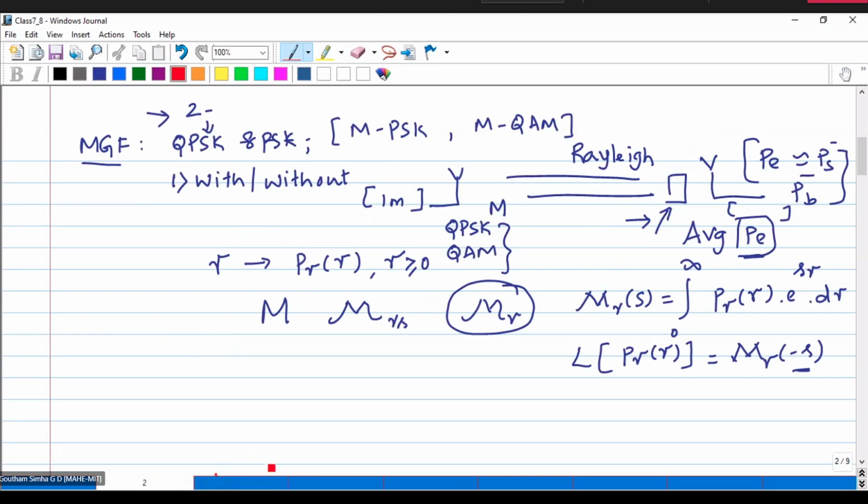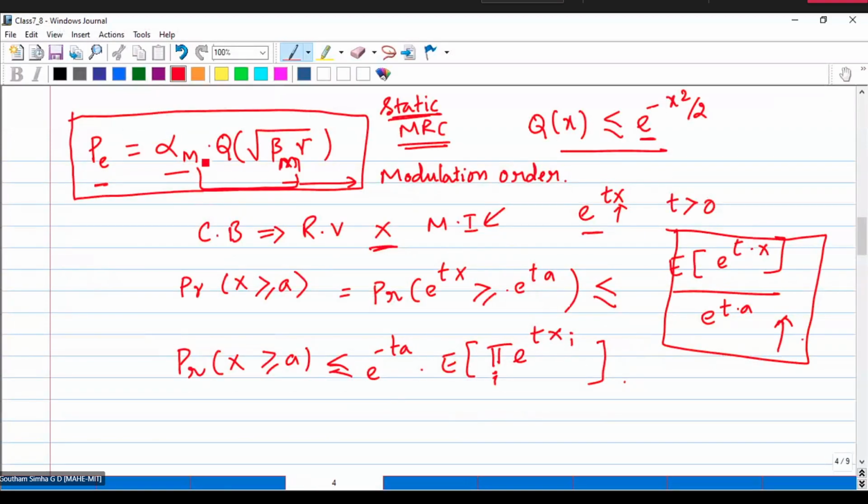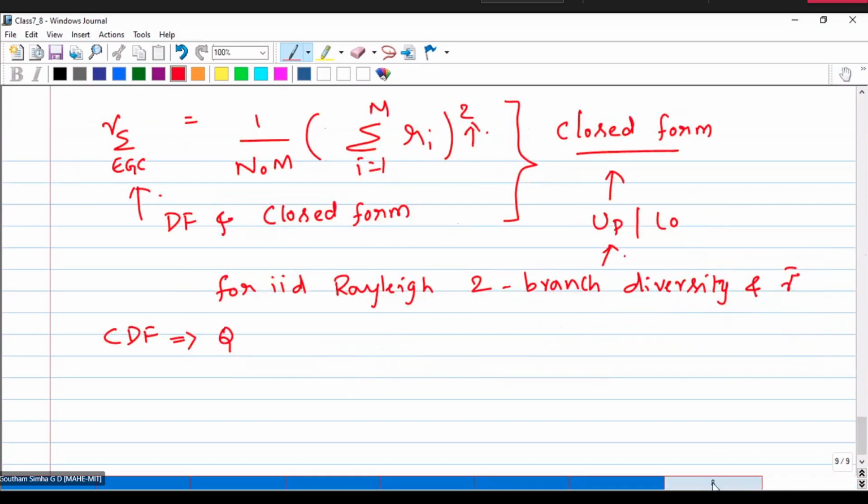What did I tell you here? If you are writing it in terms of something alpha m Q of square root of beta m gamma. So in terms of Q function, you have to remember this, try your best to remember this, because there is no closed form solution. P sigma gamma EGC can be written as P sigma gamma of gamma, the CDF in terms of Q function. You know how to find out the CDF.